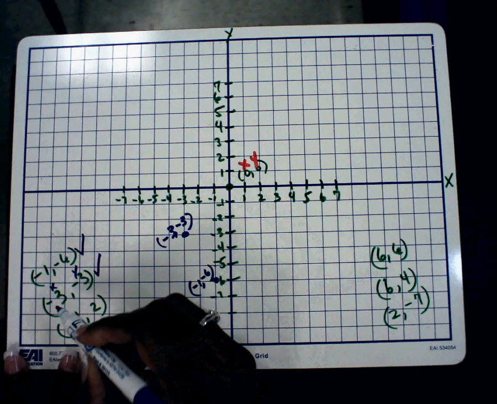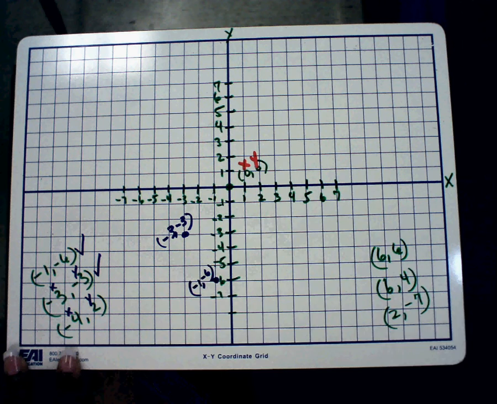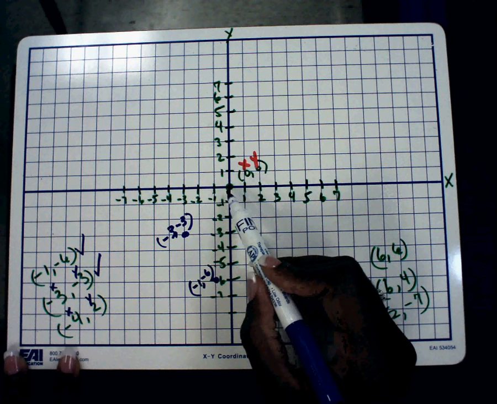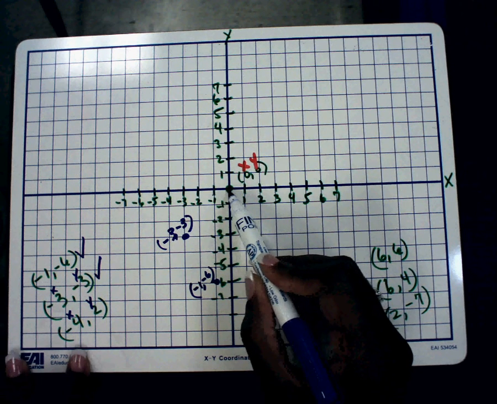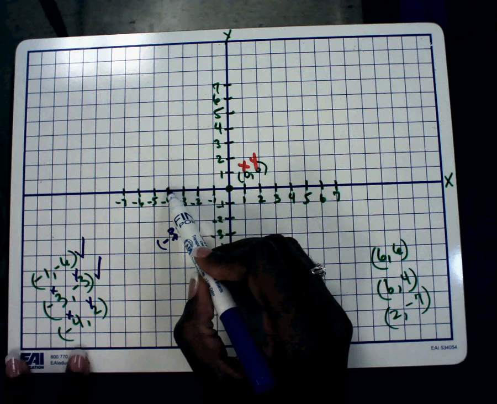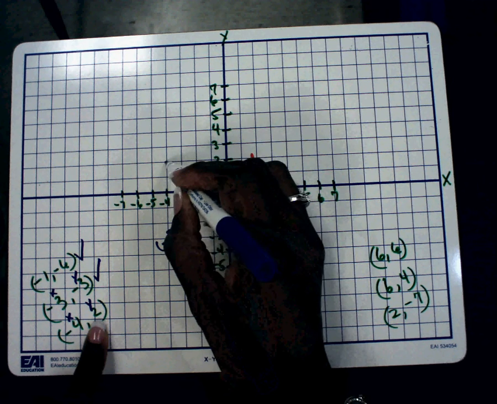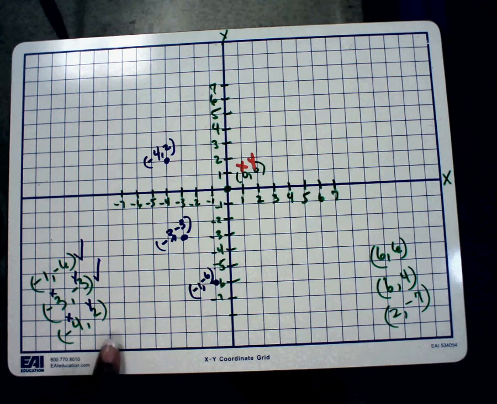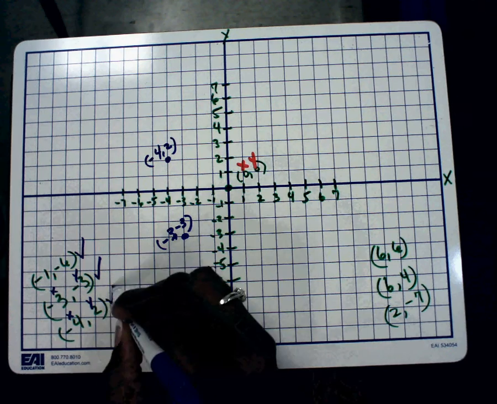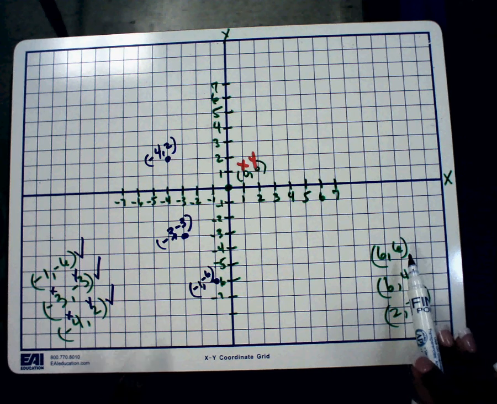Our next one is -4 and 2. So our x is -4, our y is 2. Again, we go back to the origin every single time. For x, we go -4, that's to the left: 1, 2, 3, 4. For y, we have a +2, so we go up for a positive y: 1, 2. We put our point. So that's -4 and 2. We finished all 3 on the left side. Let's move to the 3 over here.